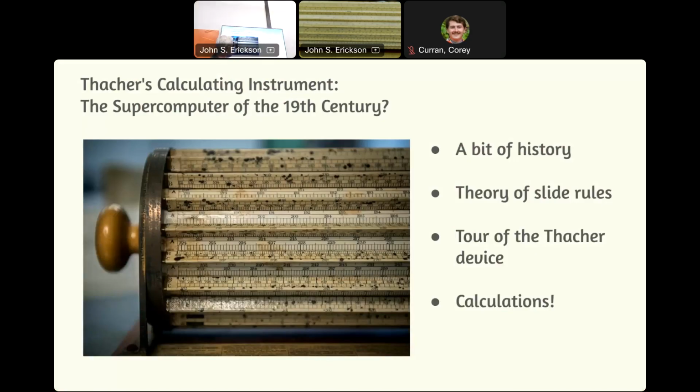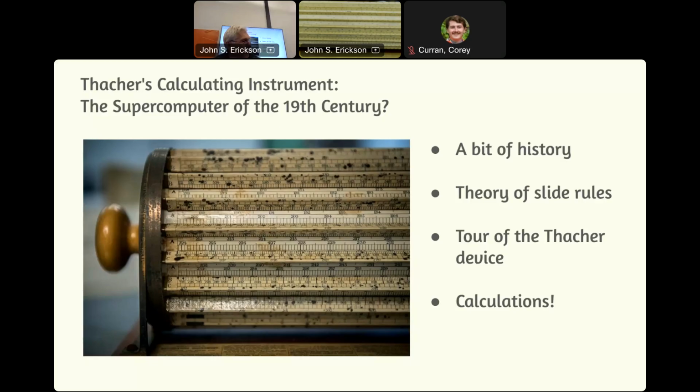What I'm going to do tonight is talk a bit of history of Edwin Thacher. I'm going to give some background into how slide rules operate. You are all too young to actually have used slide rules for real use. I'm barely old enough to actually use slide rules. I have several normal slide rules here that I'm going to pass around when I talk about that aspect.